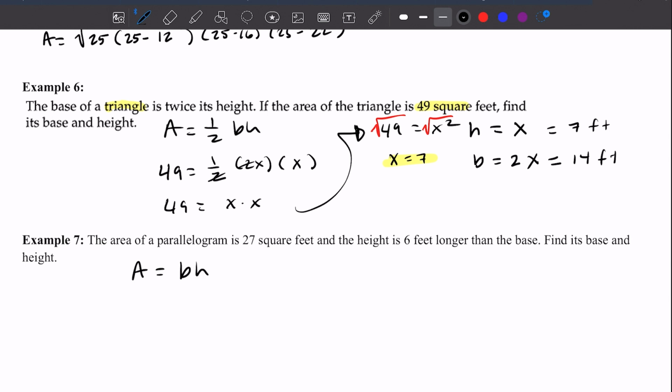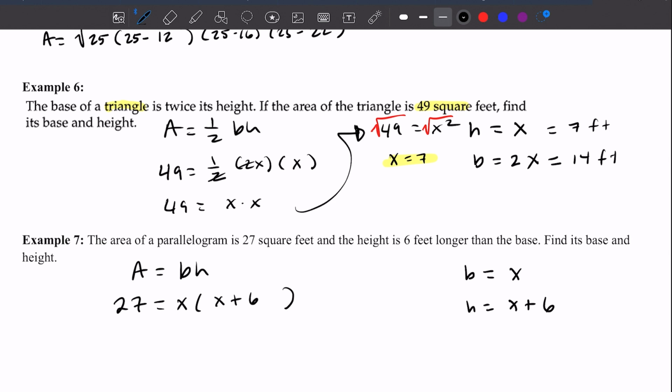All right, do I know what the area is? It's 27. Do I know what the base is? No, because it says the area of a parallelogram is 27 square feet and the height is 6 feet longer than the base, and it doesn't tell me what the base is. Since I don't know what the base is, I call that x. And then the height, how do I represent h? X plus 6. So 6 feet longer. I'll write that as x plus 6. Okay? So the base is x. The height is, you got to put parentheses, x plus 6.